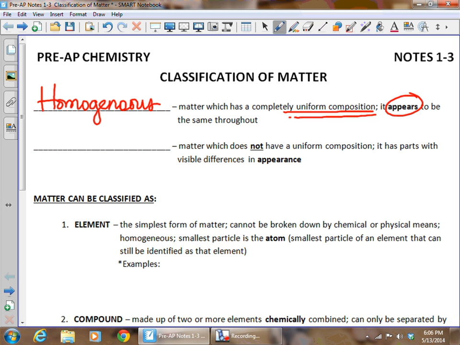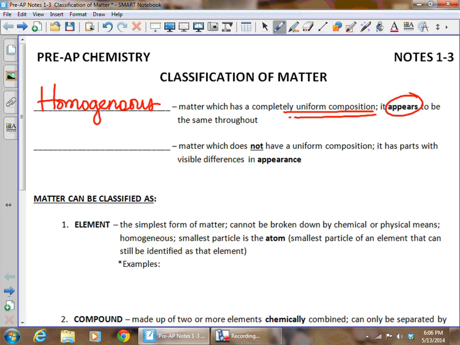So you're looking at things like pure substances, sugar, salt, baking powder. A chocolate candy bar, if it's pure chocolate, like a Hershey's Kiss or a Hershey's candy bar, those would be examples of something that's homogeneous. It's the same all the way through. The air we breathe is homogeneous.